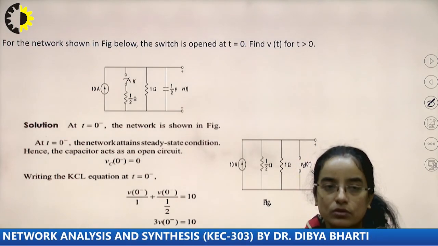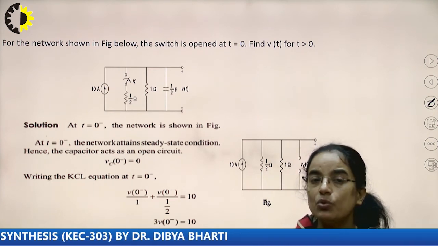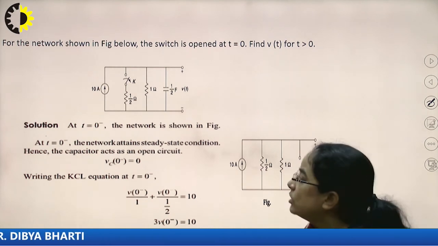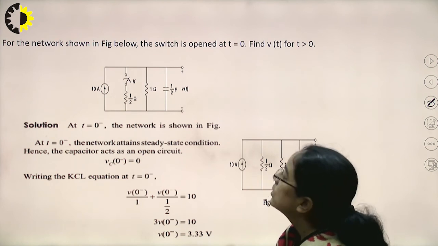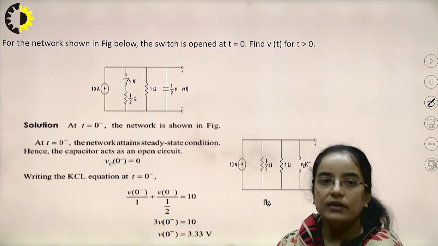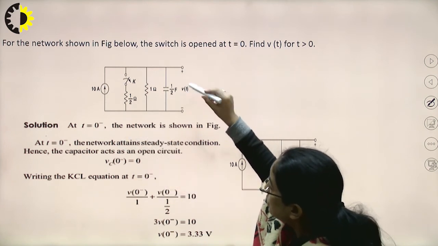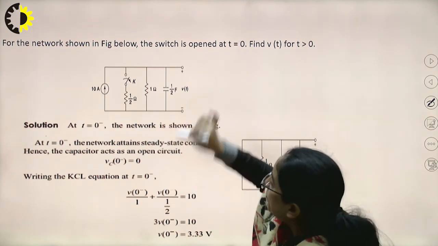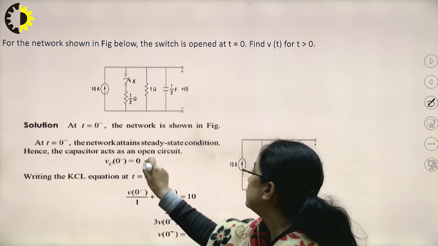Now this is the second example, where in the shown network the switch is opened at t equal to 0. We need to calculate the voltage Vt. That means initially the switch was closed. When the switch was closed, this 10 ampere current source will be providing the current to the resistors and the capacitor. At t equal to 0 minus, before the switch was opened, this capacitor has attained a steady value, so the voltage across the capacitor, Vc0 minus, is 0.